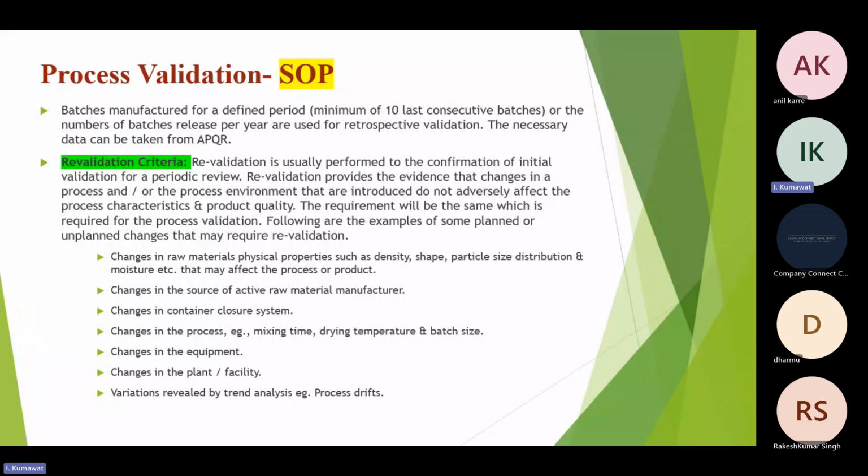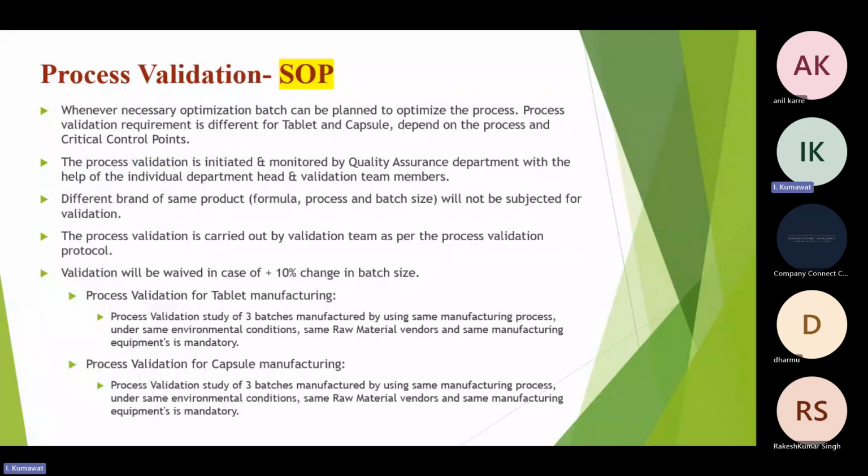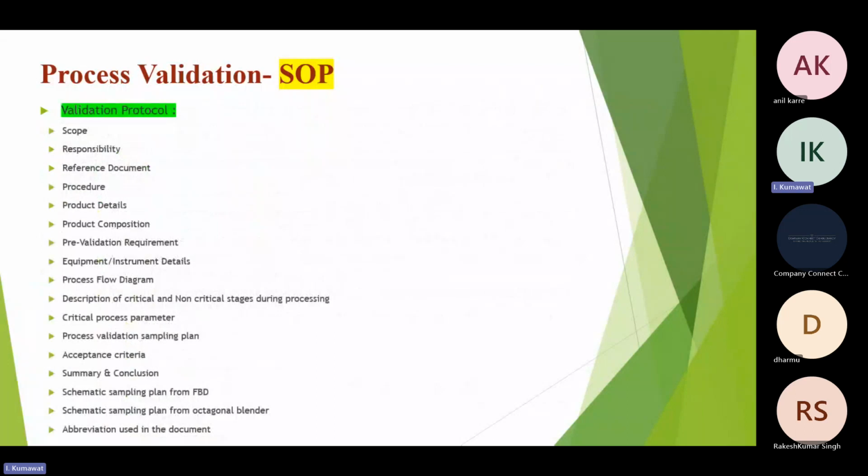Okay, so we will discuss further what the revalidation criteria are, and how we validate. We should have the validation protocol. What should it contain? Scope, responsibilities, reference documents, and the types of documents we should have, and the procedure. The procedure for validation varies for each instrument or process, like for the qualification or validation of the process at the granulation stage, compression stage, and coating stage.